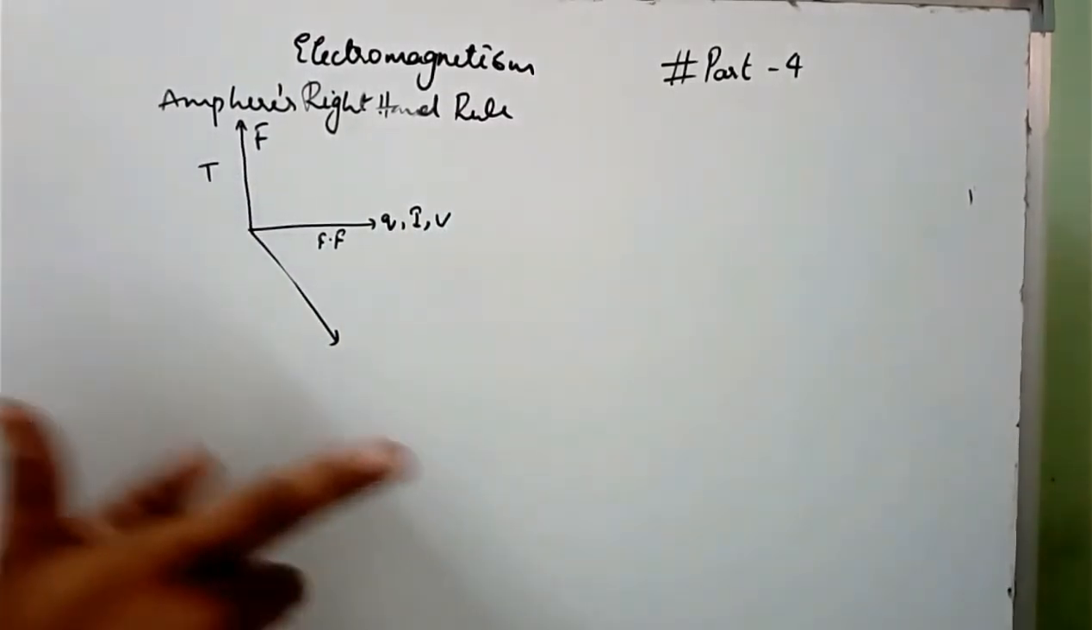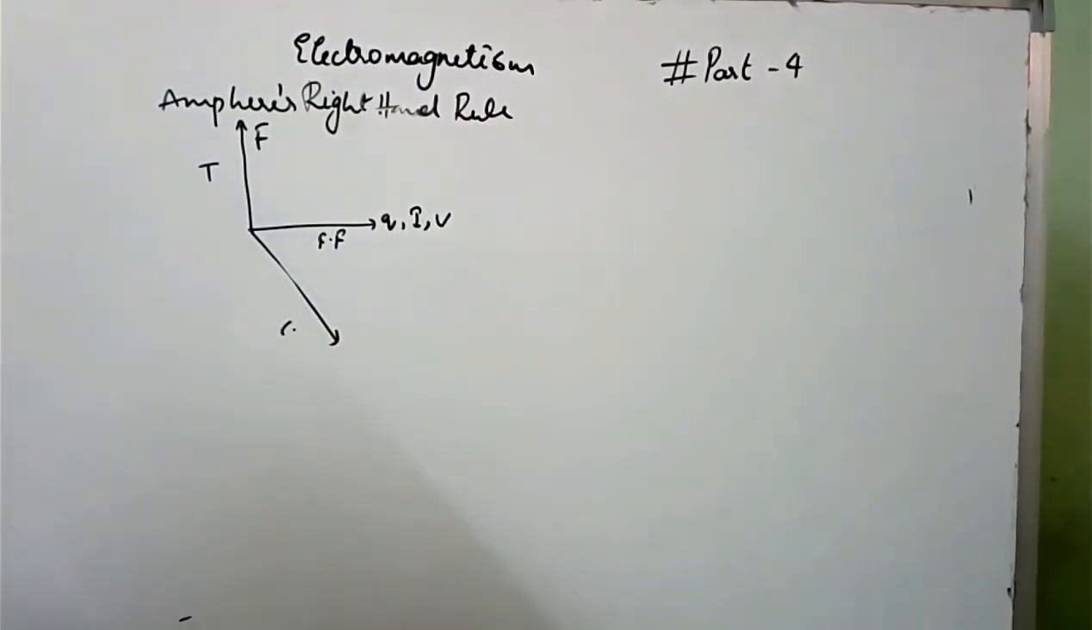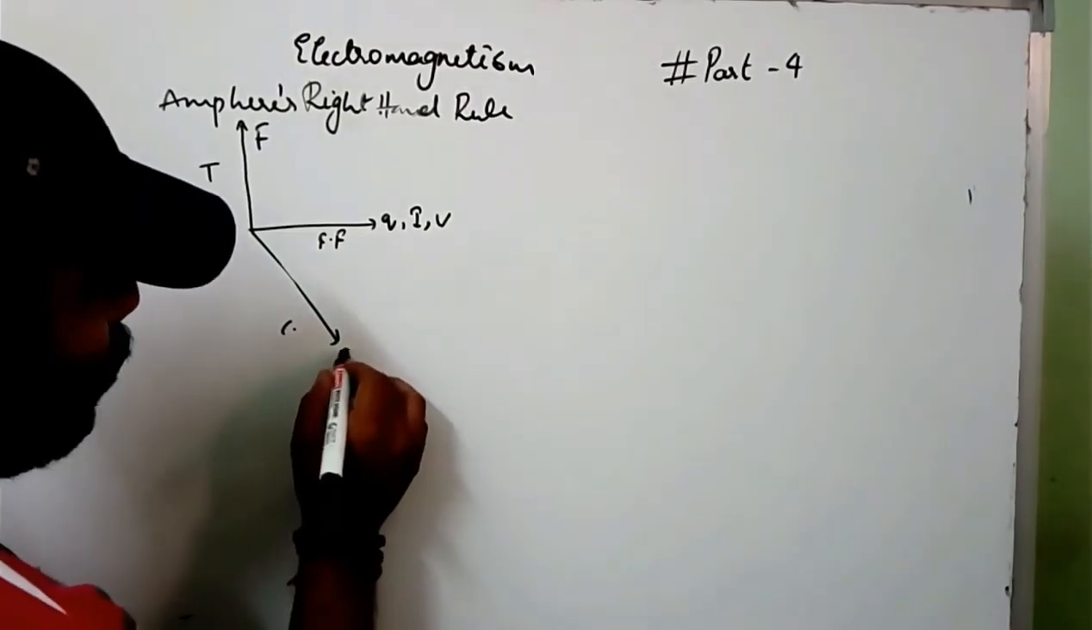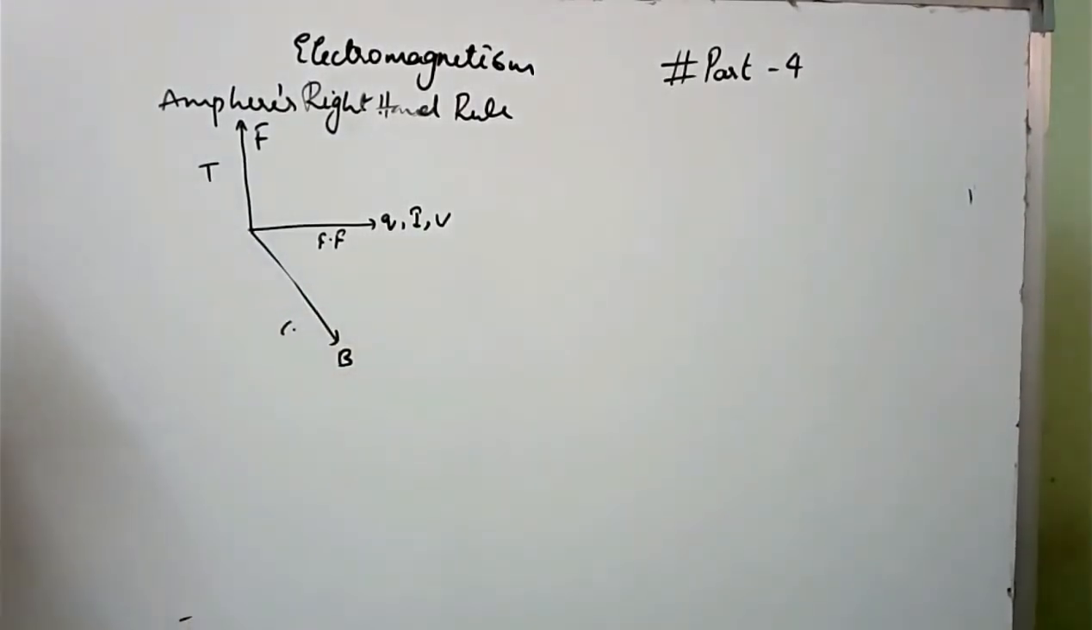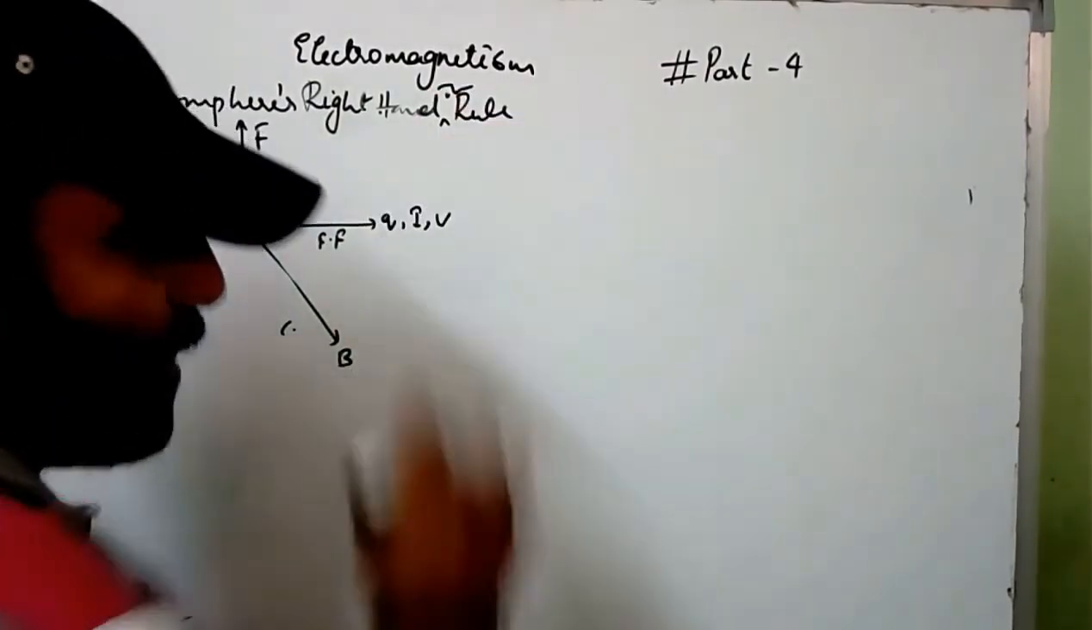Okay, and our middle finger or central finger will tell us about what? Middle finger will tell us about the direction of magnetic field. Understood? That's what Ampere's right hand thumb rule tells about.